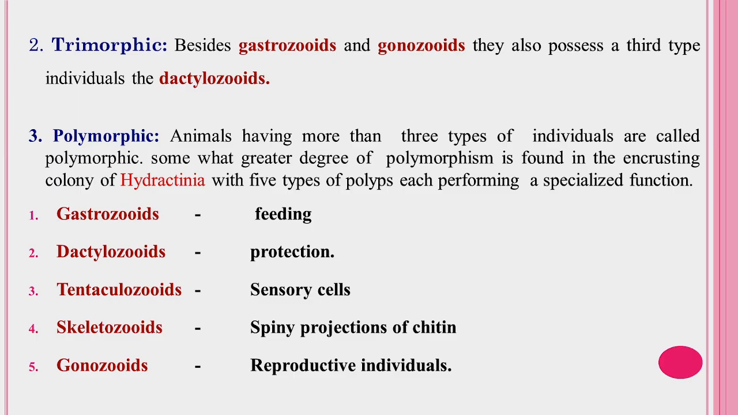The first one is gastrozooids. These are meant for feeding. Dactylozooids are involved in protection and defensive activities. Tentaclozooids act as sensory cells. Skeletozooids: the spiny projections present in the chitin of the body give proper shape to the individual. And gonozooids are involved in the reproductive activities.